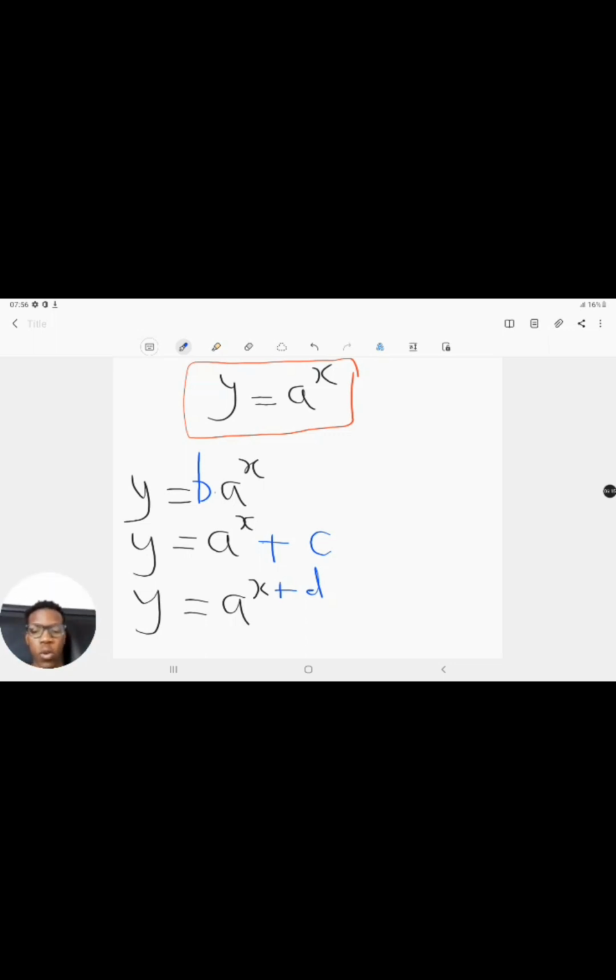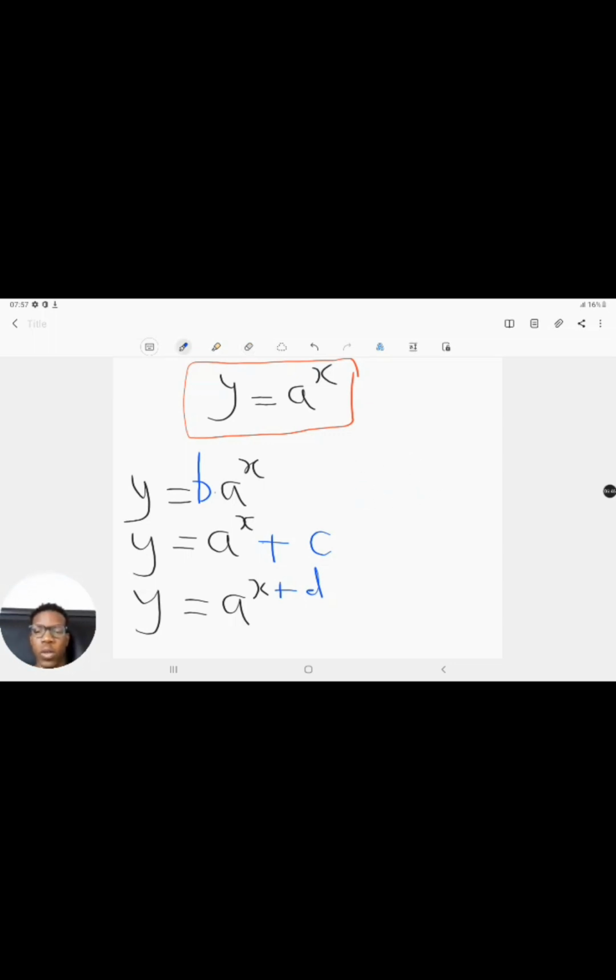Now notice that for b, c, and d, they could be both negative or positive. So b could be positive and negative, we're going to look at that. And then c could be positive and negative, we're going to look at that. And then d could be positive and negative. All of these could be both positive or negative, and then we'll study the behavior of the graph when that is the case.